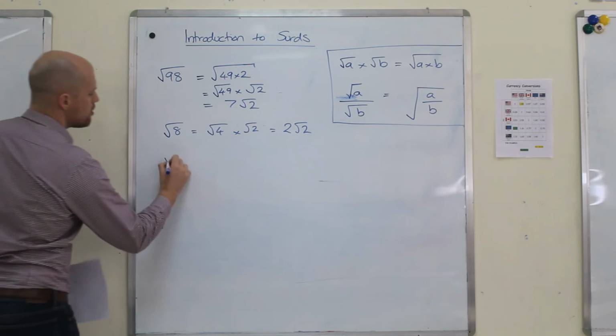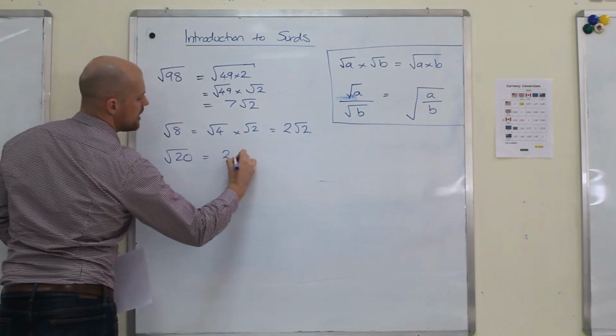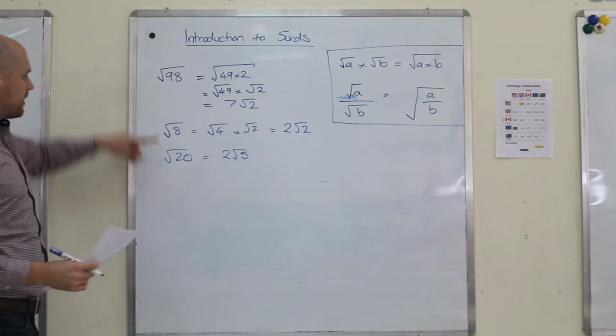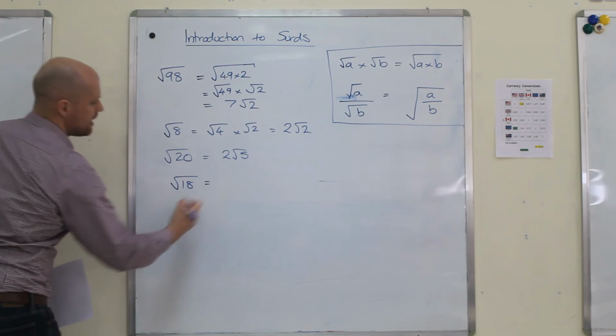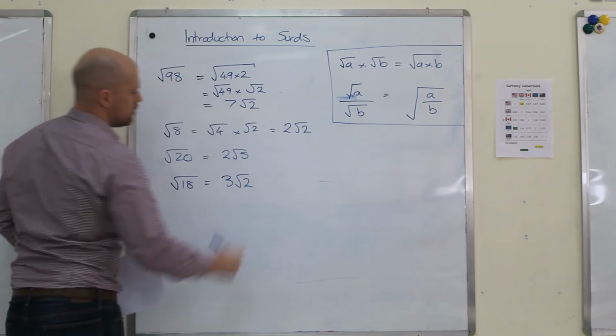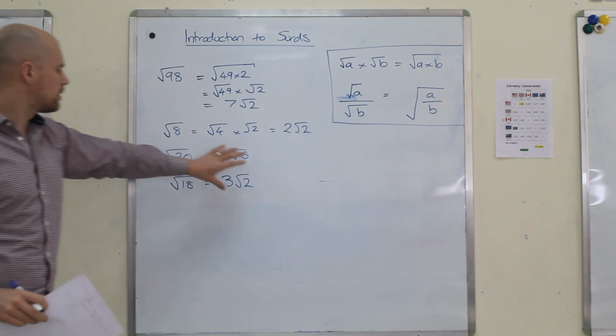See if you can show me that root 20 is 2 root 5. It's very similar to the top one. How about root 18 being 3 root 2? See if you can show me these two going this way.